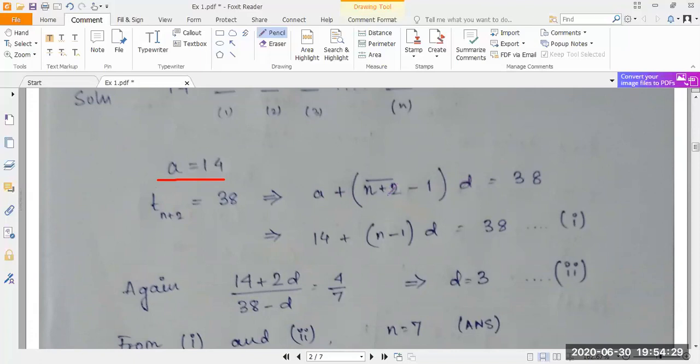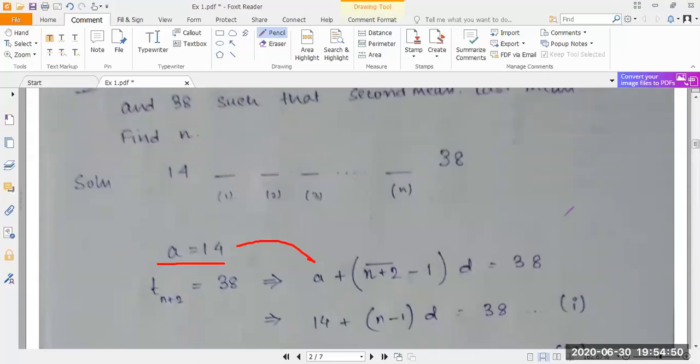If we replace n by n plus 2, we'll get the expression for the n plus 2th term in an arithmetic progression. So that is what we do, and we get this equation. We just put the value of a from the previous equation that we had, and we get this equation, and we keep it as equation 1.